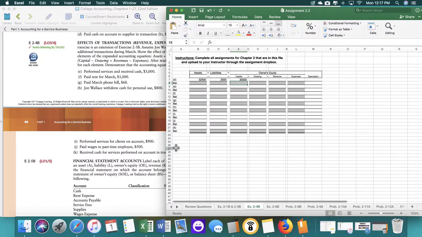So we performed services and we received cash. Services is considered a revenue account because it's our business providing a product or a service to another business. So we're going to increase that by $3,000. And then we received cash, so we're going to increase our assets by $3,000. So again, we're going to do the math and add the totals up. So that gives us 35,500.